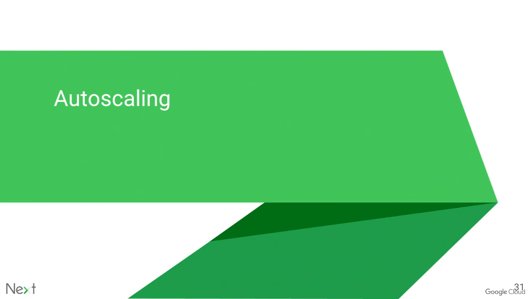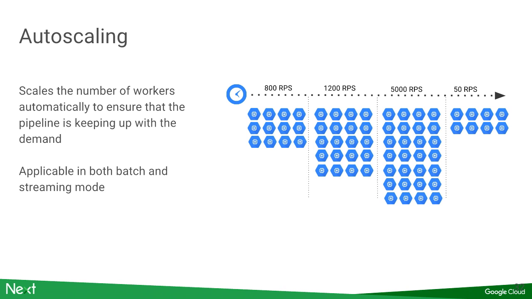OK. Now, we've seen how dynamic work rebalancing reduces the straggler tail and keeps workers busy. But that's not the only thing we do. Autoscaling allows us to match the number of workers to the throughput your application needs. So it scales the number of workers automatically to ensure the pipeline is keeping up with the demand. It applies to both batch and streaming, but my example on this graph is streaming.